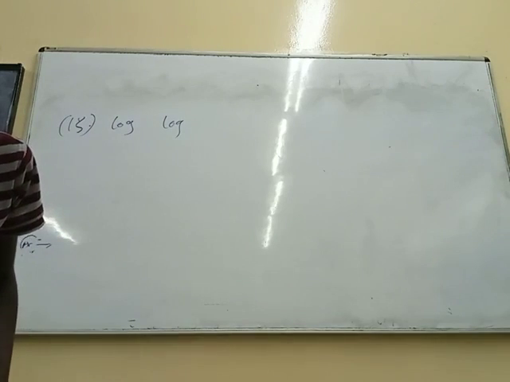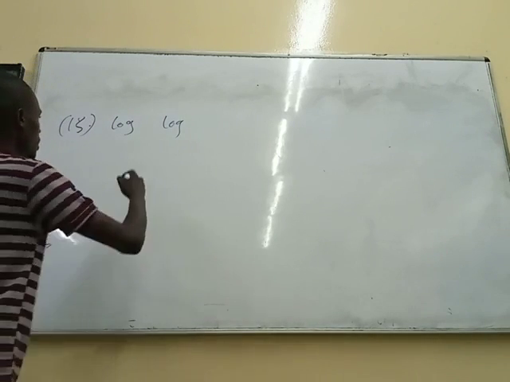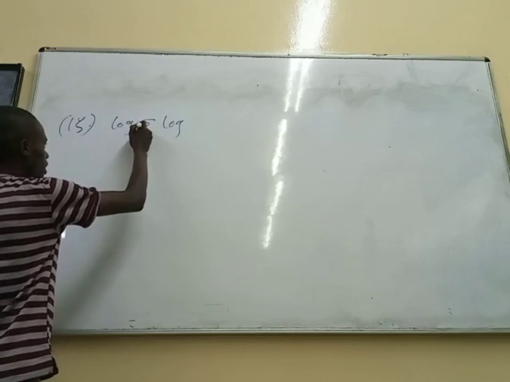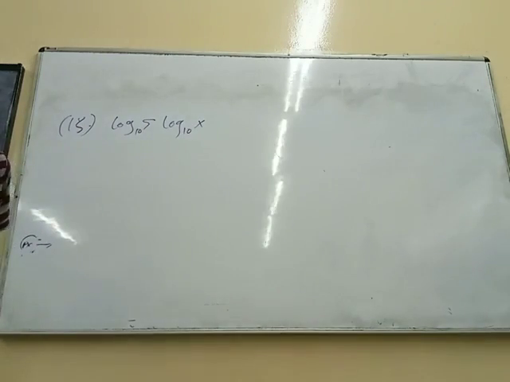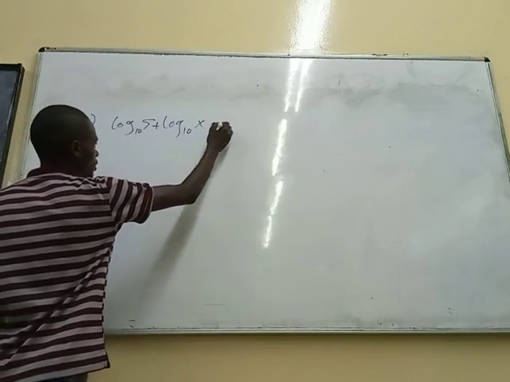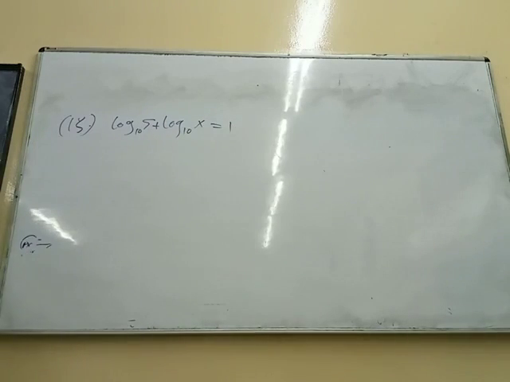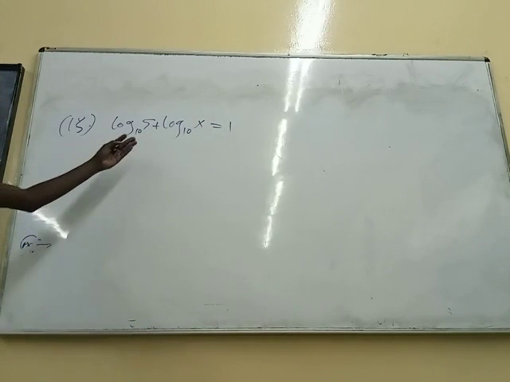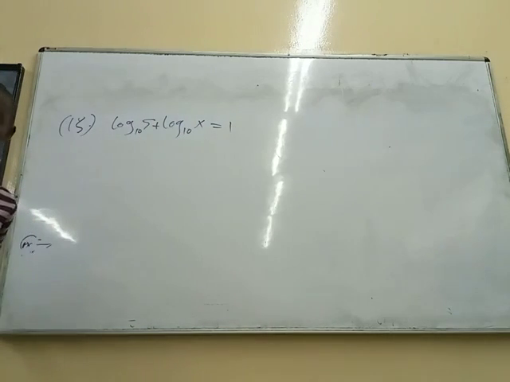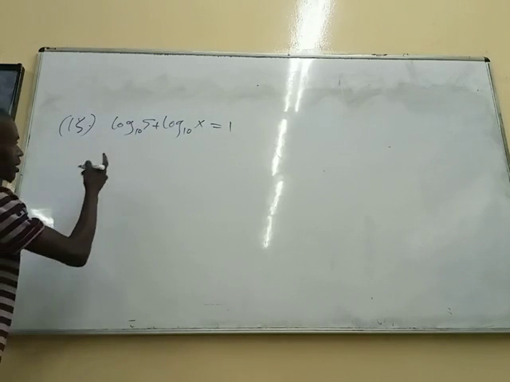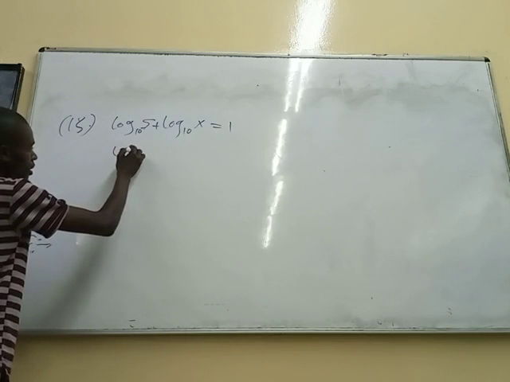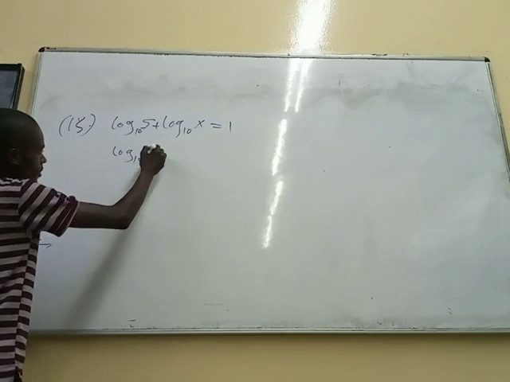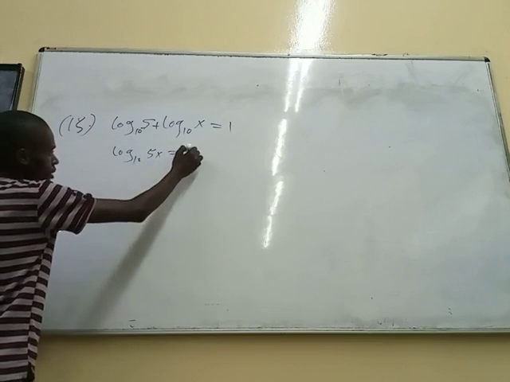We have log 5 base 10 plus log x base 10 is equal to 1. So what you do here, we know that when you are adding two logarithms, you multiply the functions. So we're going to be multiplying 5 times x. So we write log base 10 of 5 times x, we get 5x. This is equal to 1.